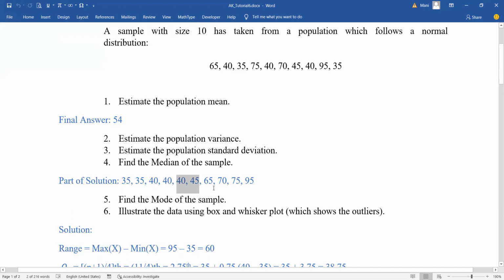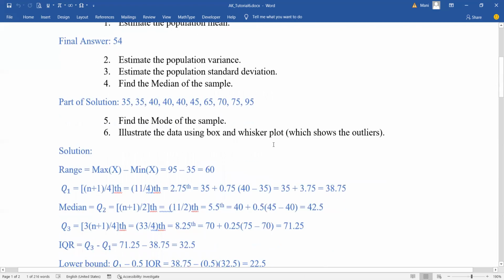What about the mode of the sample? The mode of the sample is the most frequent data, which is 40. 3 times you can see it happen, so 40 is the mode of this sample.